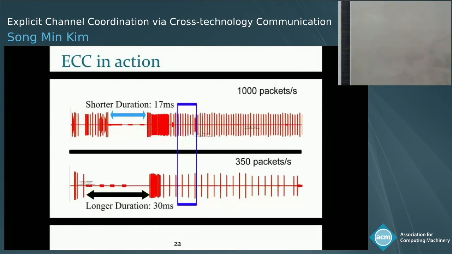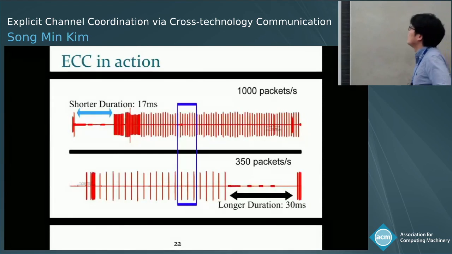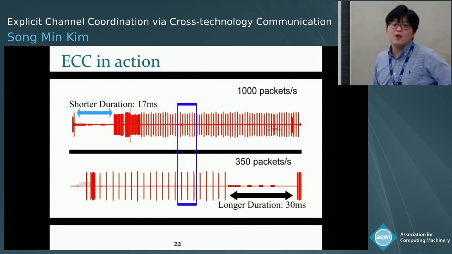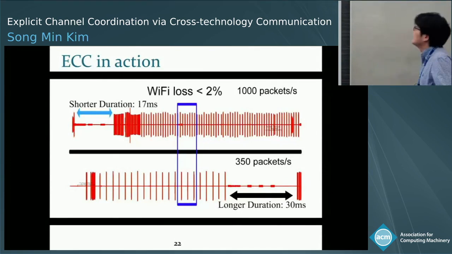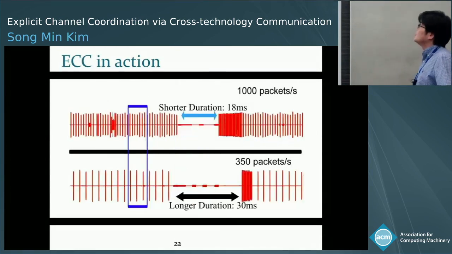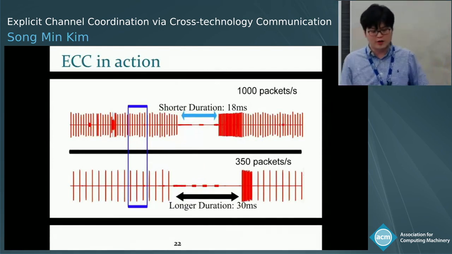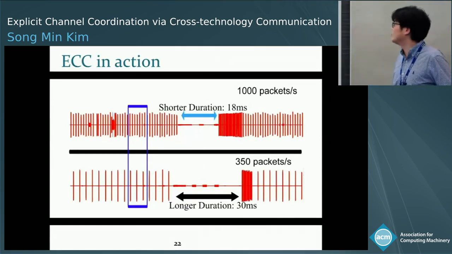On the top, we have a higher amount of Wi-Fi traffic of 1,000 packets per second. On the bottom, we have 350 packets per second. We can clearly see that D is shorter in the top case, where it is currently 18 milliseconds, whereas it is 30 milliseconds under smaller Wi-Fi traffic.